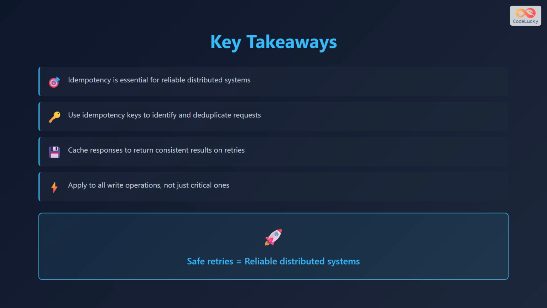Let's summarize the key takeaways. Idempotency is essential for building reliable distributed systems because networks are unpredictable. Use idempotency keys to identify and track requests, preventing duplicates. Cache responses so retries return consistent results without re-executing operations. Apply idempotency to all write operations, not just critical ones, because any operation can fail on the network. By implementing these patterns, you create systems that gracefully handle failures and maintain data consistency. Safe retries equal reliable distributed systems.